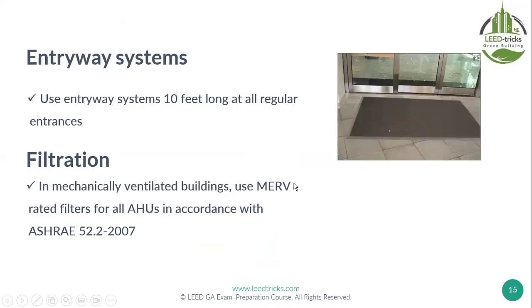Entryway system. How does pollution come inside your buildings? An entryway system is as simple as you can see in the picture, but the only difference is that in LEED it should be 10 feet long, not like this only. It's extended 10 feet, so you can walk on 3 meters before you go inside the building. We call it an entryway. It can be carpet or any slots or grills, steel, anything that can take the dust from shoes.